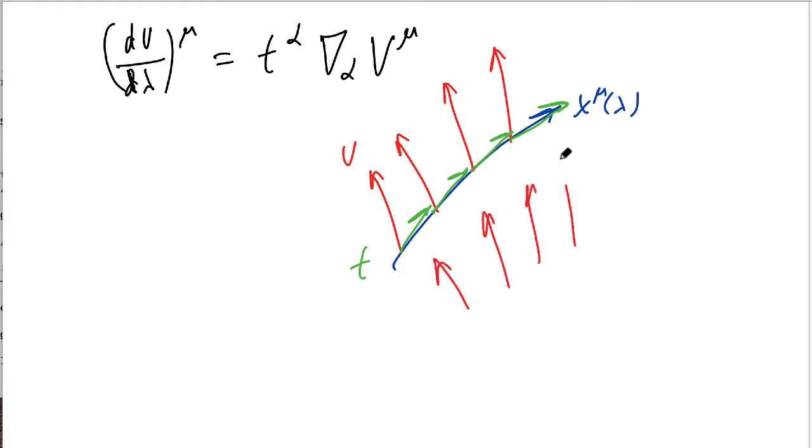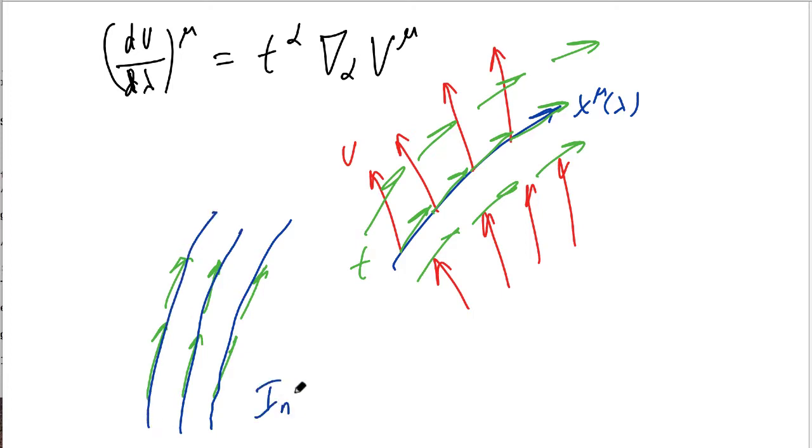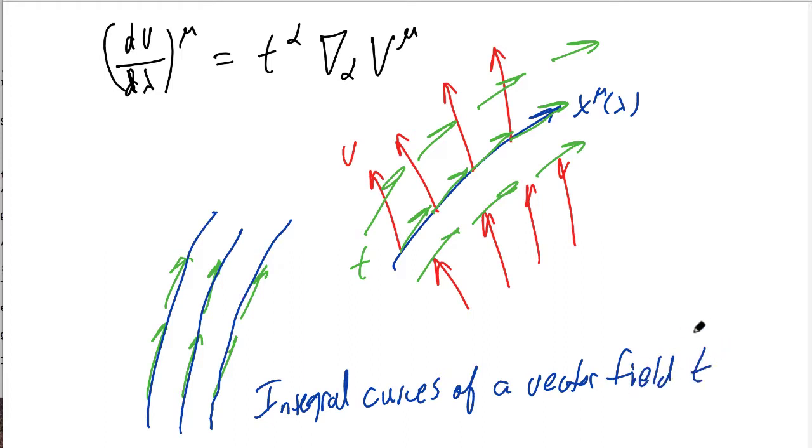But of course, it's often the case that vector fields are defined everywhere in space or space-time. So we can consider a vector field that's defined elsewhere, not just along this curve. And similarly, this vector field t could be defined everywhere in space or space-time. After all, any vector field can be considered as the tangent vectors to a set of curves that are the integral curves of the vector field. So these are the integral curves of some vector field t.